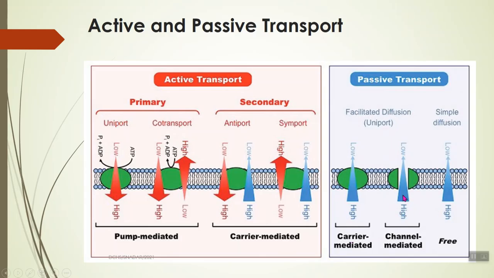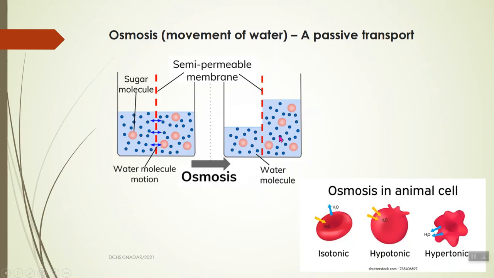Channel mediated, it just diffuses through by itself. And in carrier mediated, there will be other molecules controlling the movement of the molecules from high to low. Now, the main difference between passive and active is passive is always from high to low, and active transport is always from low to high. That requires energy. Another important passive transport is osmosis, which is the movement of water.